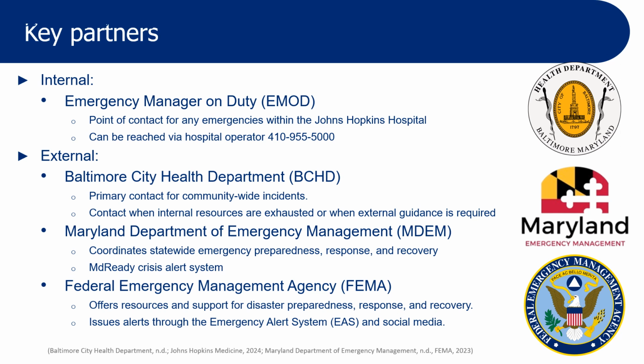The Johns Hopkins Hospital will work with several key partners during an emergency event. Within the hospital, the Emergency Manager on Duty, the EMOD, is the point of contact for any emergency that the hospital may face. Outside partners include the Baltimore City Health Department, BCHD, the Maryland Department of Emergency Management, and the Federal Emergency Management Agency, also known as FEMA. It is important to identify each partner's different abilities so that they can be utilized effectively during a response.